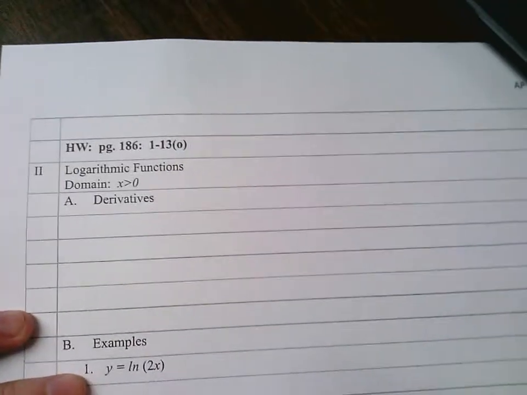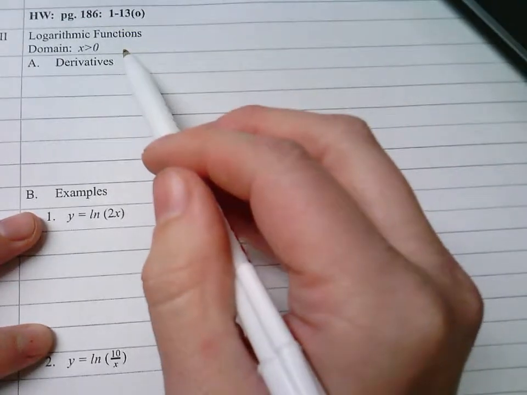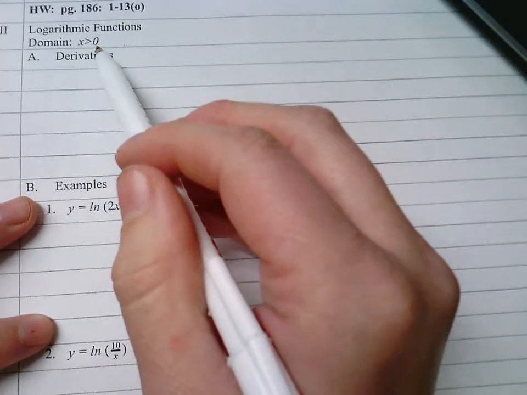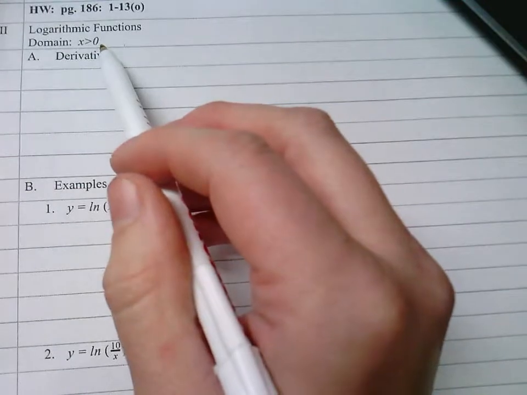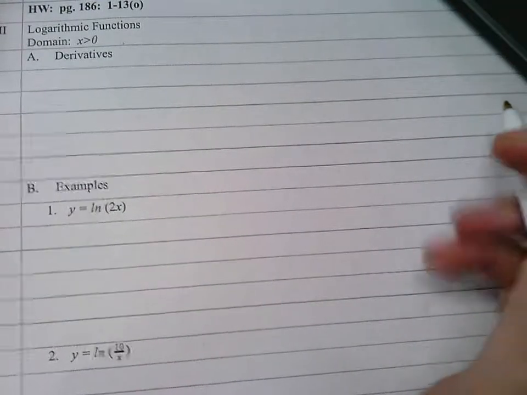Right, next example. Alright, so logarithmic differentiation, remember that the domain has to be greater than 0. So let's go over these.